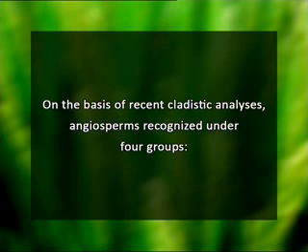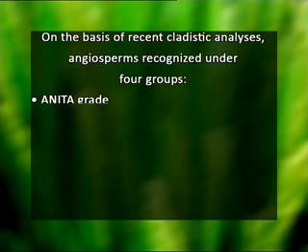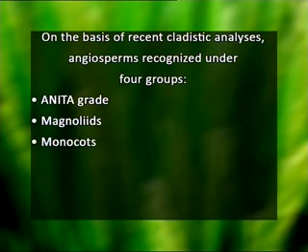On the basis of recent cladistic analysis, the angiosperms are now recognized under four groups, not the erstwhile two groups of monocotyledons and dicotyledons. The first group is what they call ANA grade. Second is magnoliids. Third is monocots, and the fourth is eudicots. Let us discuss these one by one. The first one is the ANA grade.